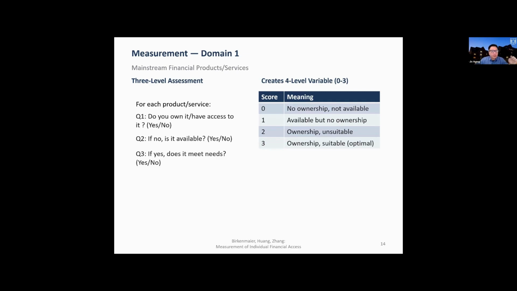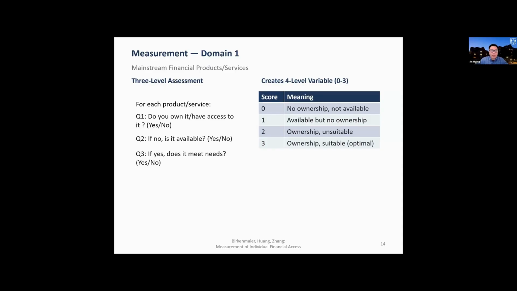Traditional surveys treat bank accounts or financial product ownership as a binary yes or no question. We went deeper by applying a three-question sequence for every financial product we ask. Do you own it? If not, is it available? And if you do own it, does it actually meet your needs? So this created a four-level variable, as you can see on the right side of this slide. And the final level is optimal access, meaning the product is both owned and suitable.